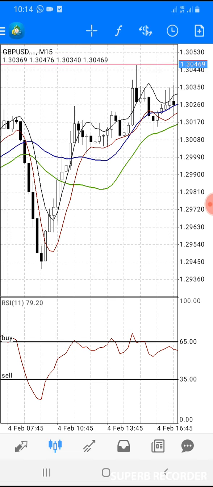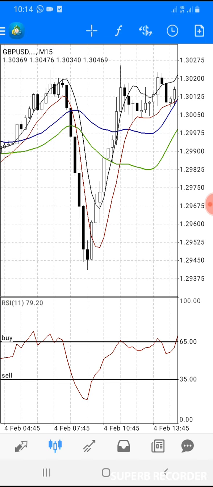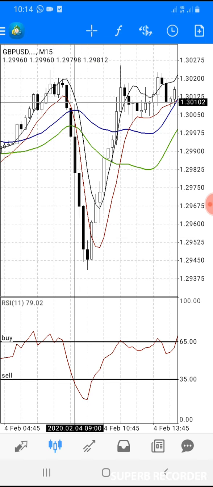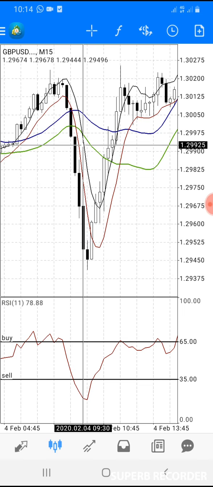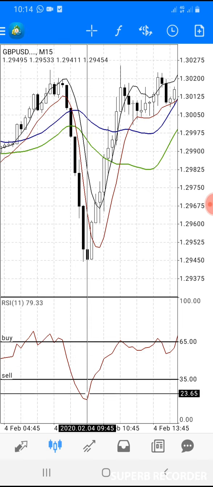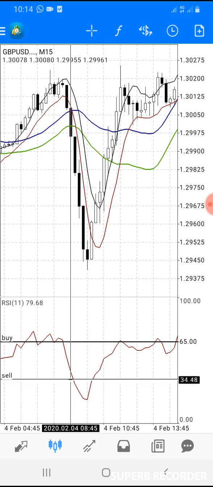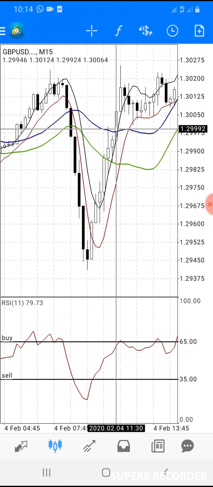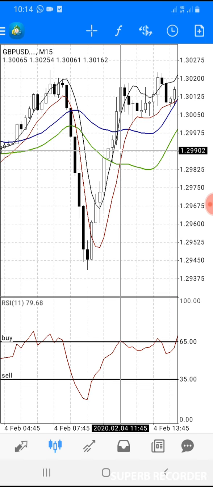Okay, here was a nice sell setup. The black line crossed the green line, and also the RSI was below 35, which was a nice sell. And then maybe a buy happened somewhere. Oh yeah, right here. You can see the RSI just tipped above 65, so you could have just added a buy, and then you could still be profitable.